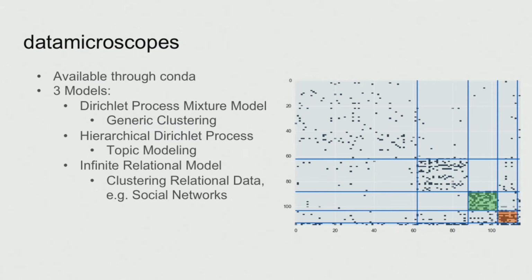We also have the hierarchical Dirichlet process, which is an algorithm used for topic modeling if you don't actually know the number of topics in your data. And we also have the infinite relational model, which is a stochastic block model, which, as far as I know, has not been seen in a Python library available through Conda. This can be used for clustering relational data, such as social networks.